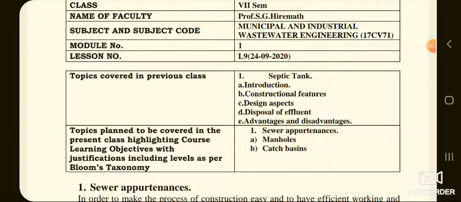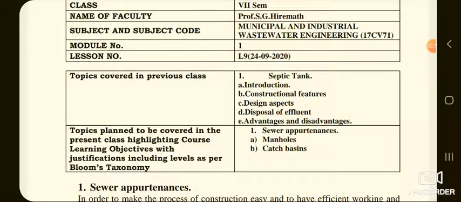And also we have to provide free board. This should be about 400 mm to 600 mm. The shape of the septic tank is generally rectangular. The ratio of length to width is about 2 to 4. And also we have solved one numerical problem on the design of septic tank. Apart from this, we have discussed the disposal of effluent.